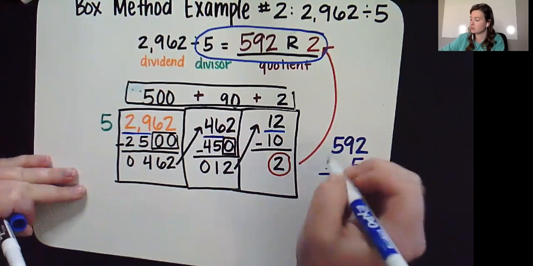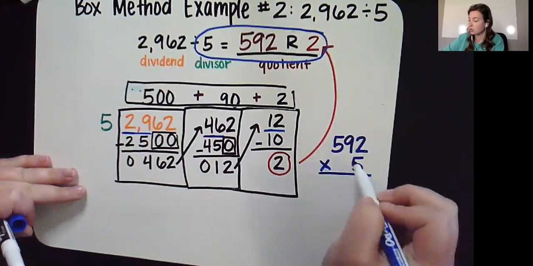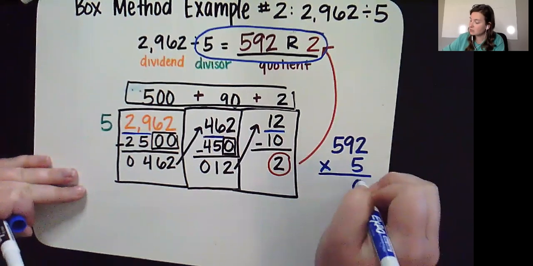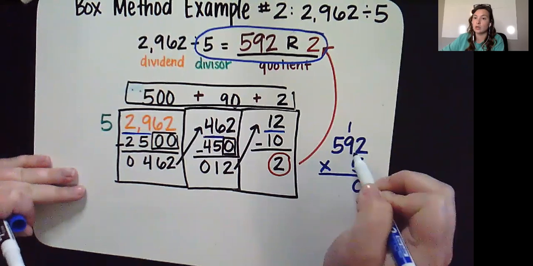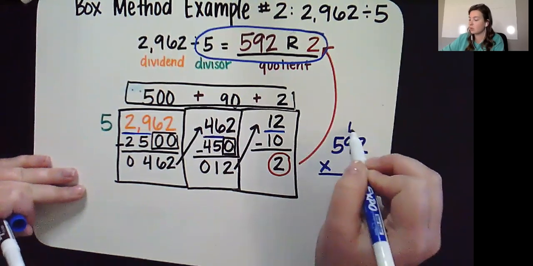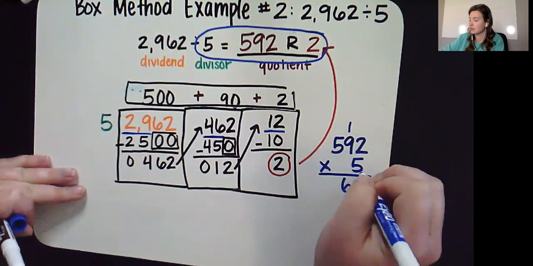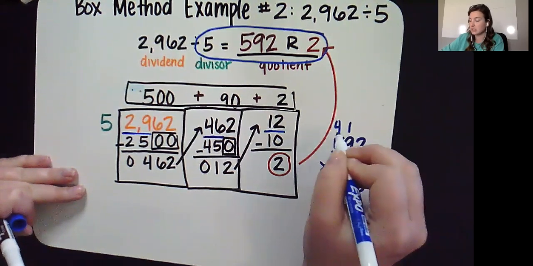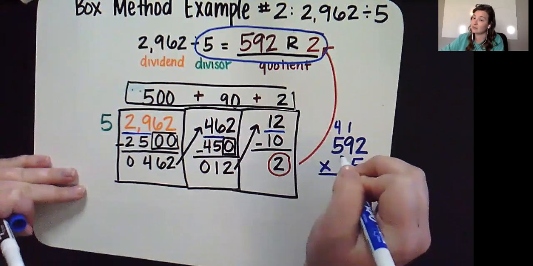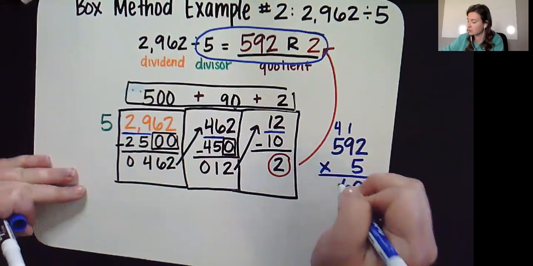My brain moved faster than my fingers there. That should be multiplication. 5 times 2 is 10. 0 goes down, 1 goes up and over. 5 times 9 is 45, plus 1 would be 46. 6 goes down, 4 goes up and over. 5 times 5 is 25, plus 4 would give us the 29.